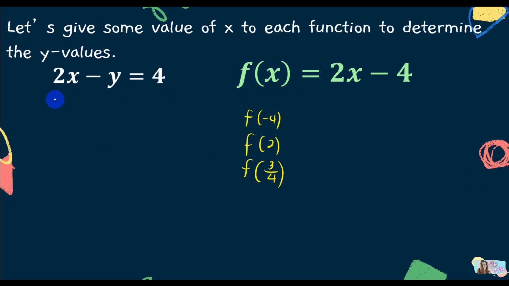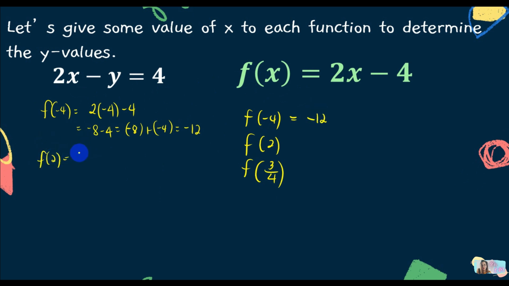So, doon na tayo sa f of negative 4. That means, ang atin pong isa-substitute sa x ay negative 4. 2 times negative 4 minus 4, that is negative 8 minus 4. And again, negative 8 minus 4 means negative 8 plus negative 4. And that is negative 12. So for f of negative 4, that is negative 12. Next is the f of 2. So if the value of x daw is 2, we have 2 times 2 minus 4. 2 times 2 is 4 minus 4, that is 0. For f of 2, ang magiging y daw ay 0, or the function of 2 is 0.